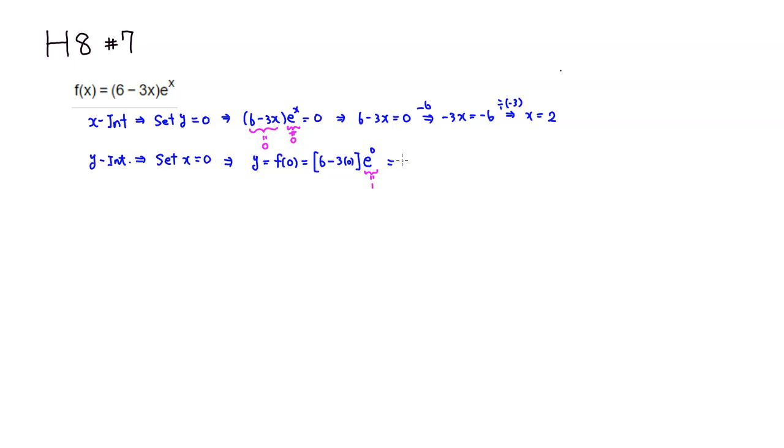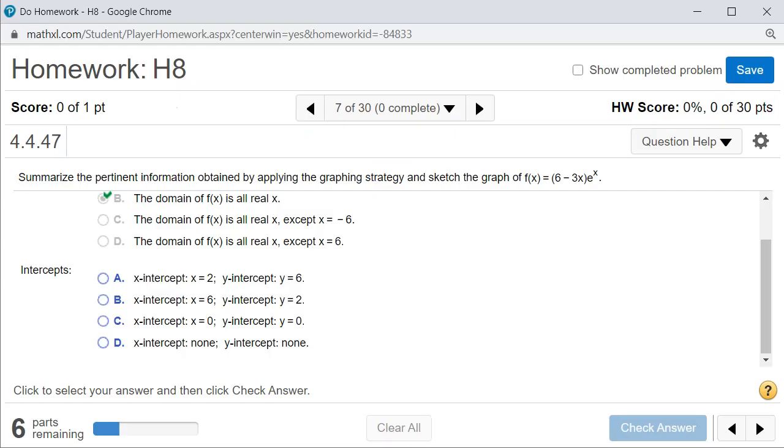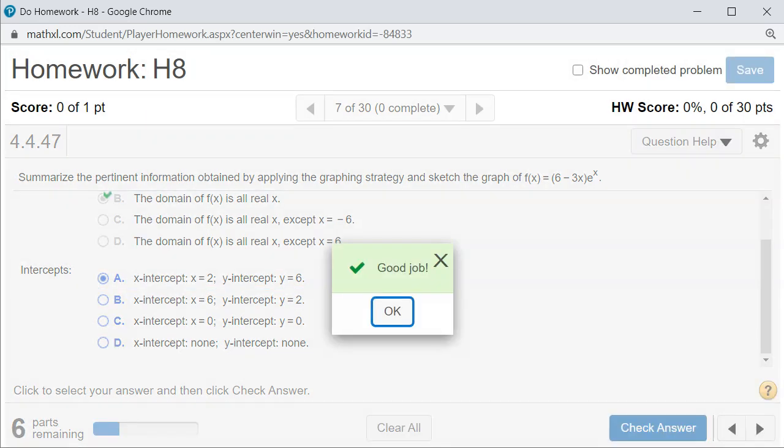All right, so we know that the x-intercept is 2 and the y-intercept is 6. So let's enter that. X-intercept is 2, y-intercept is 6. All right, so we have that. Let's check the answer. All right, we got that.